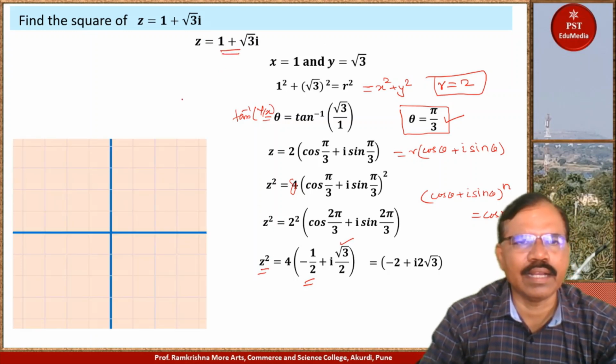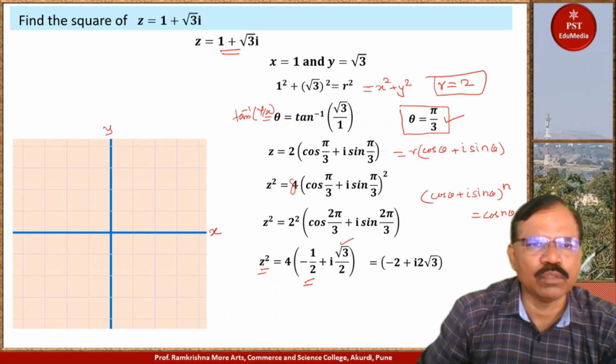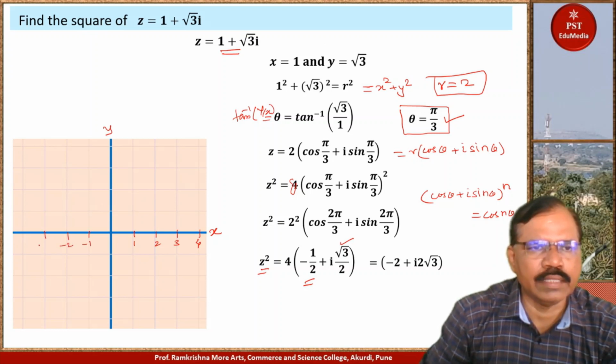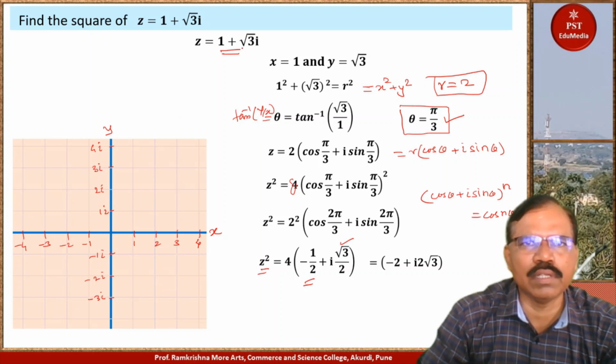Now if we take an Argand diagram, this is the x-axis, this is the y-axis. Suppose we take here real numbers 1, 2, 3, 4. Here we can take minus 1, minus 2, minus 3, minus 4 on the real axis. Here we can take 1i, 2i, 3i, 4i, and so on. Here we have minus 1i, minus 2i, minus 3i, and if we plot z is 1 plus root 3i.